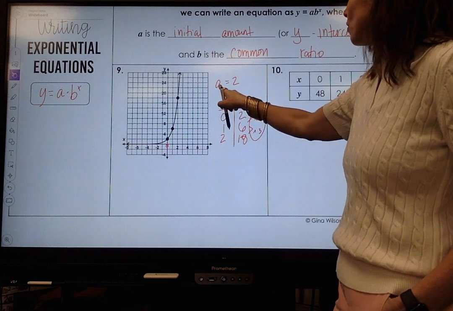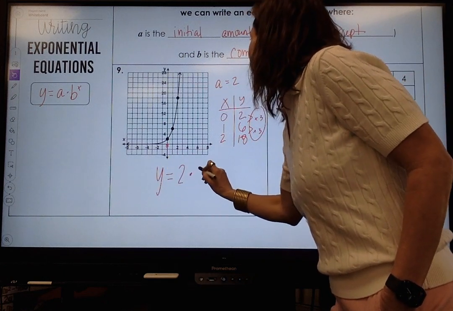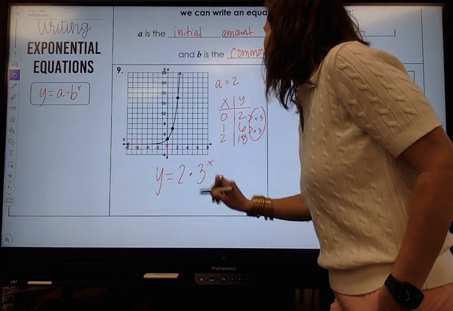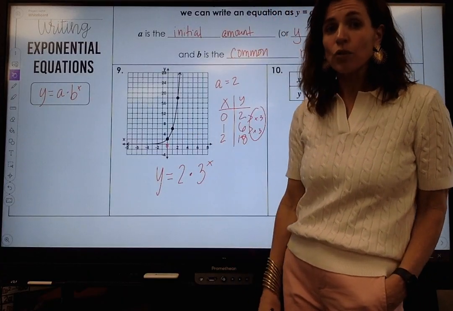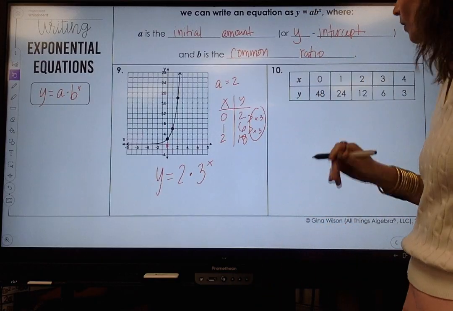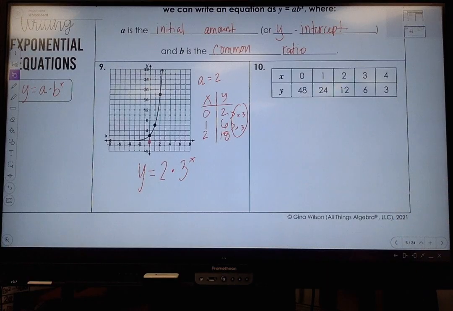So I've got my initial amount. I've got my common ratio. So y equals 2 times 3 to the x power. I already knew this is going to be greater than 1 because it's exponential growth. Okay? All right. Let's look at how to write it from a table of values.